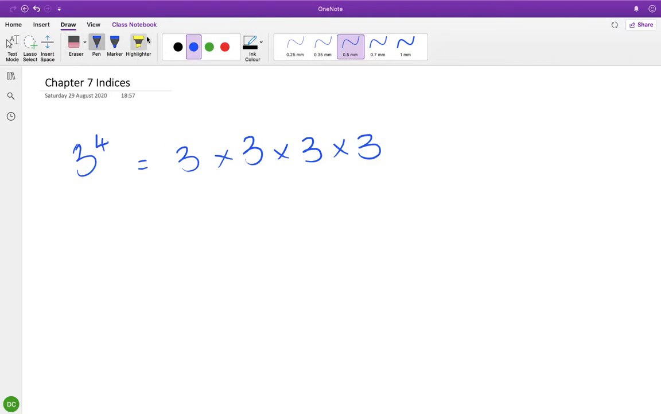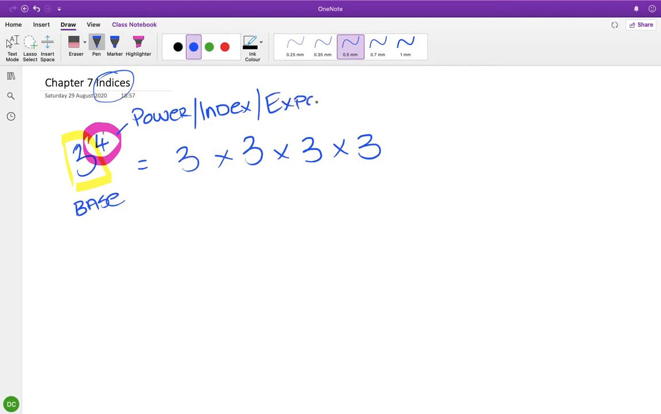Yeah? So I just want to talk about the names of these. This one here is referred to as the base number. Now, this one here, as we know it so far, is called a power. But there are other names for it. One of the other names is an index, and the word indice is just the plural of the word index. And then there is another one, which is an exponent. An exponent is another word for a power. So when we talk about indices, essentially what we're talking about is powers.